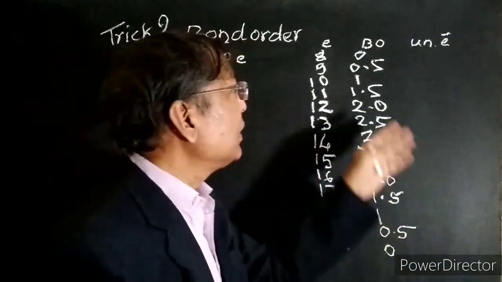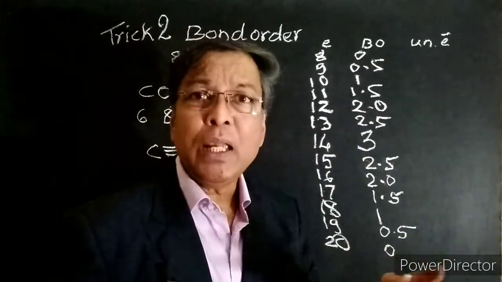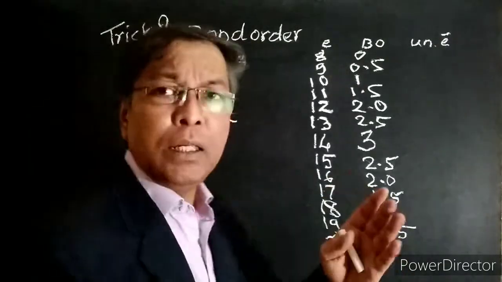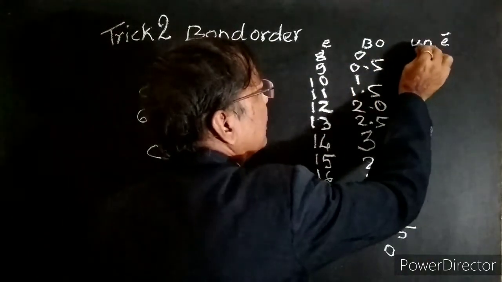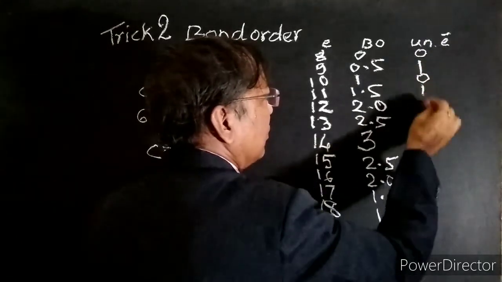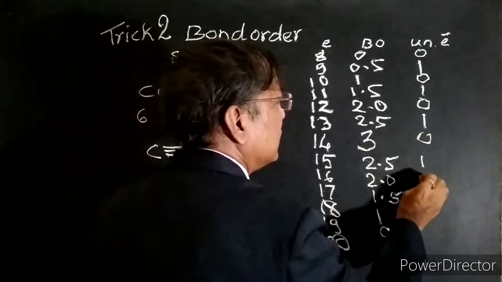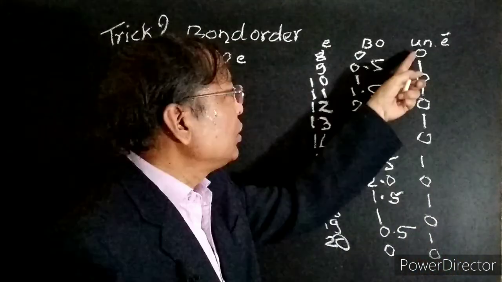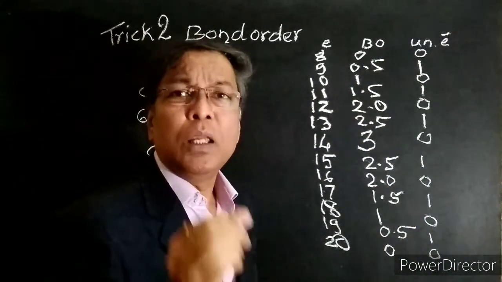How to remember whether the molecule has unpaired electrons or not? If it has unpaired electrons, how to remember how many unpaired electrons a molecule has? I give you a solid trick for this. What you have to do is write 0, 1, 0, 1, 0, 1, and so on, up to 20 electrons. Now we have to make one important change.